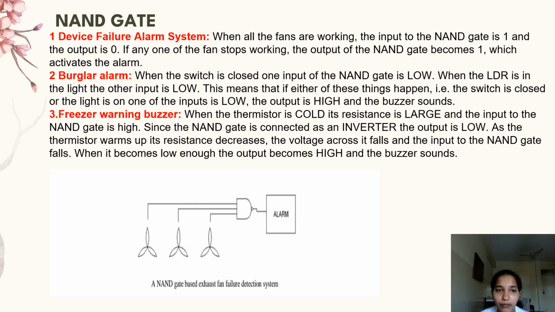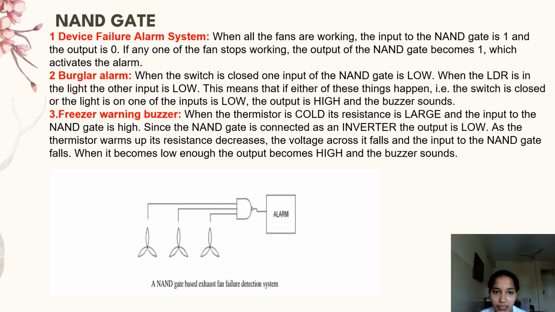Applications of NAND gate. First, device failure alarm system. When the fans are working, the input to the NAND gate is 1 and the output is 0. If any one of the fans stops working, the output of the NAND gate becomes 1, which activates the alarm. Second, burglar alarm. When the switch is closed, one of the inputs of the NAND gate is low. When the LDR is in the light, the other input is low. This means that if either of these things happen, that is, the switch is closed or the light is on, one of the inputs is low, the output is high and the buzzer sounds.